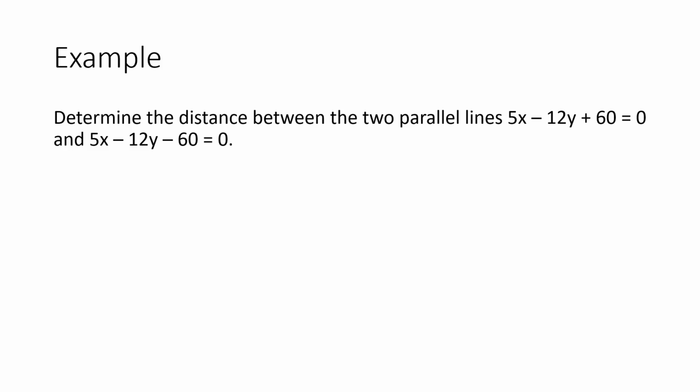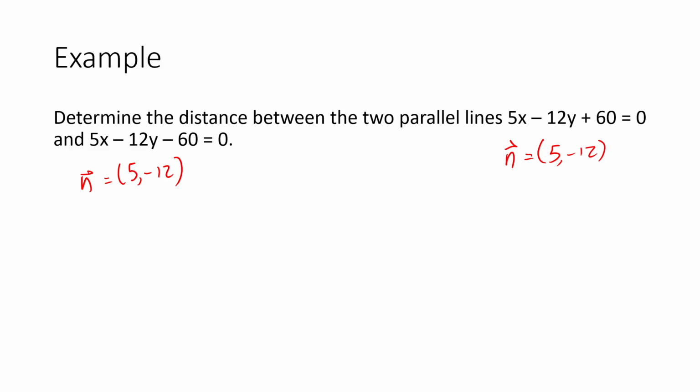And now we get this interesting question here. What we have are two parallel lines. We know they're parallel because the normal of the first line is (5, -12), and the normal of the second line is also (5, -12). So those are scalar multiples of each other. They're actually identical.